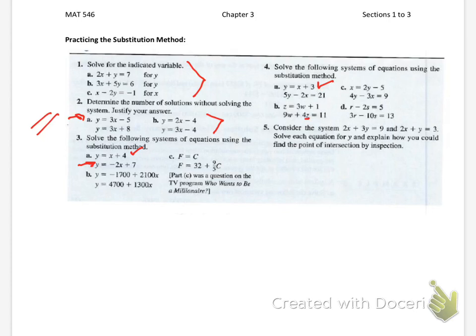So in C, I'm going to take my x and say I'm going to replace my x in my second equation with the expression 2y minus 5, solve for y, and then plug in to get the x value.